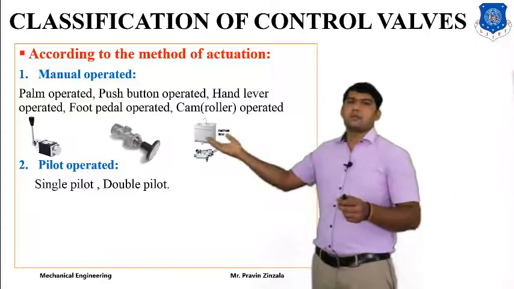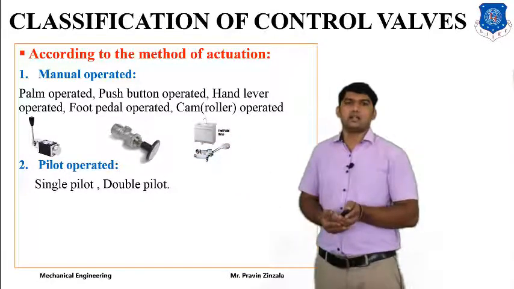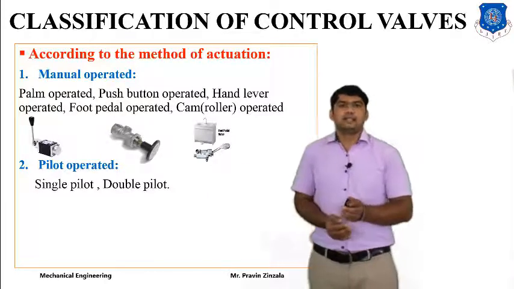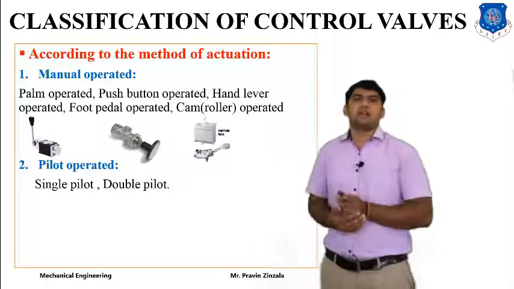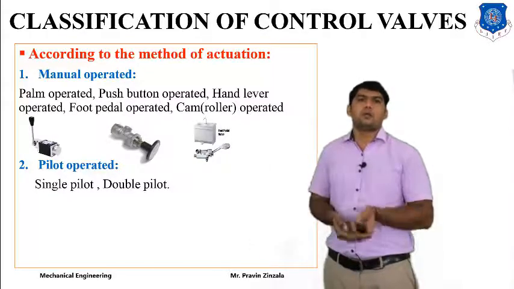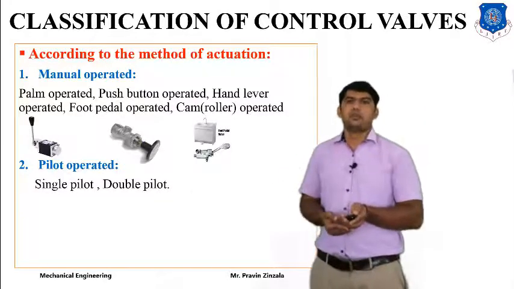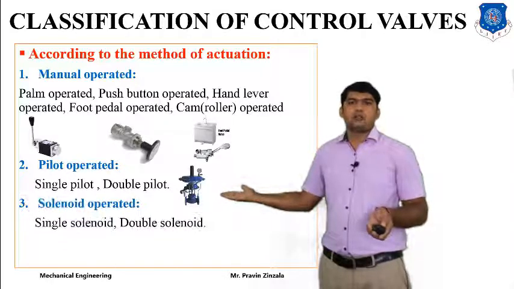It's like the lever type, this is the push button type and this is the foot pedal type direction control valve. The second is pilot operated. It is single or double pilot operated. It means pressurized fluid is supplied to the valve for operation of the valve, like for switching the different types of valves on and off. This is an example of a pilot operated valve.